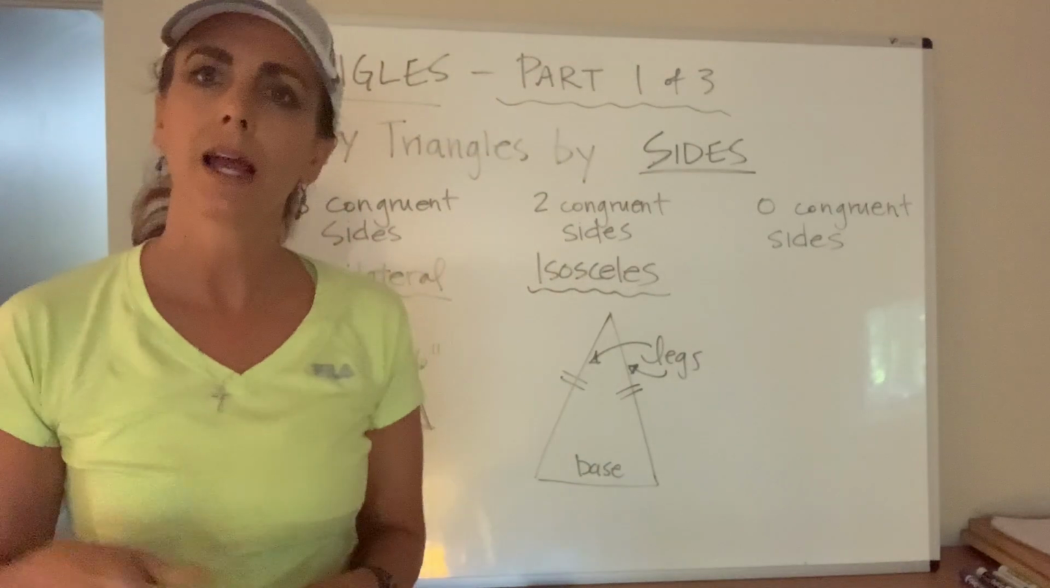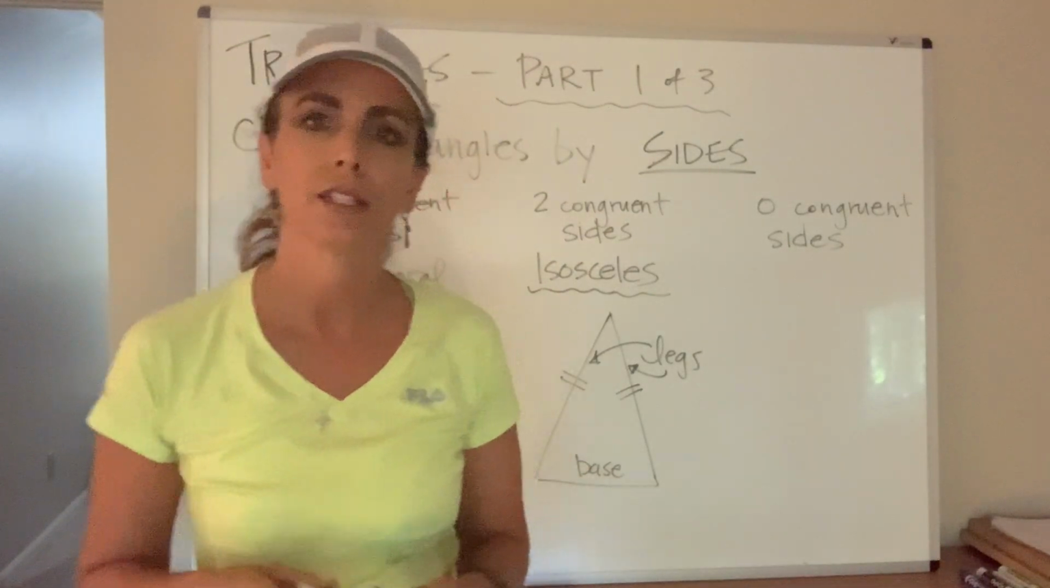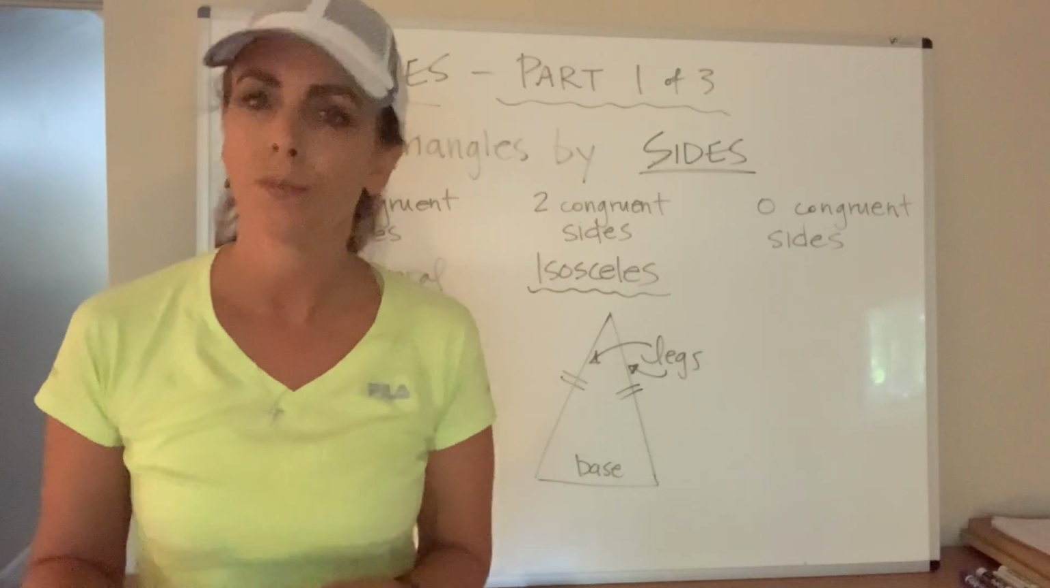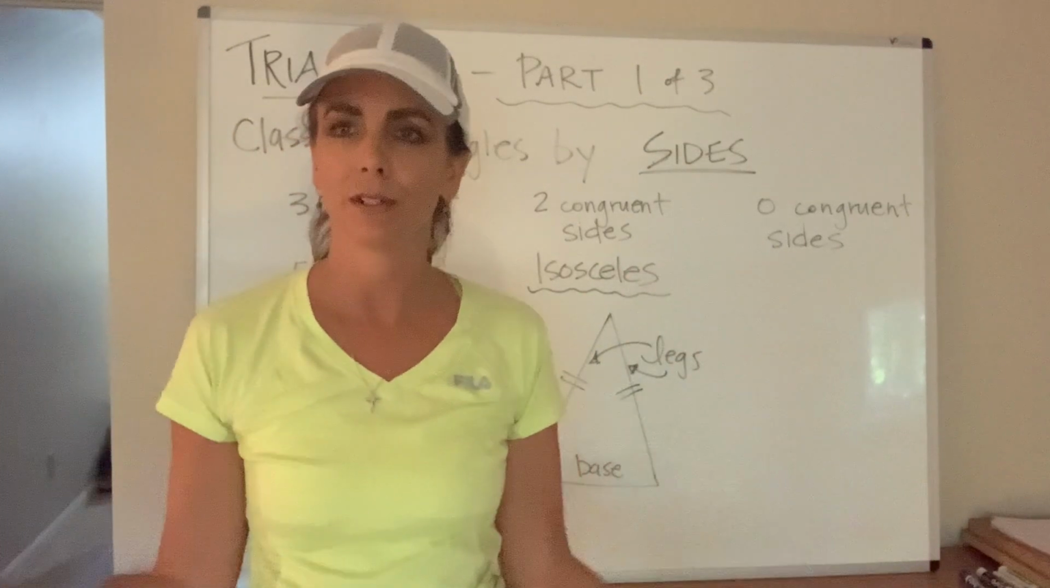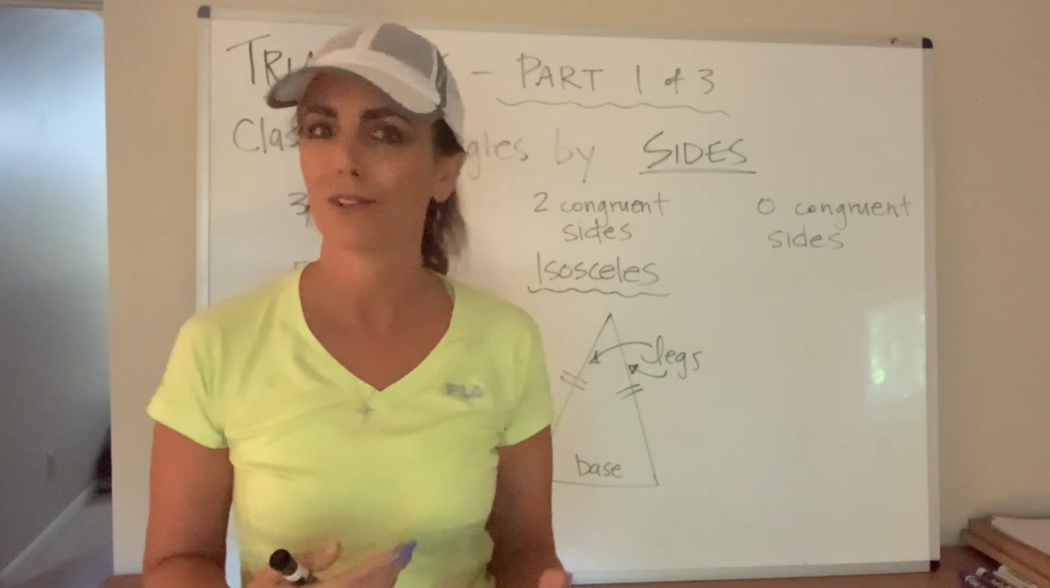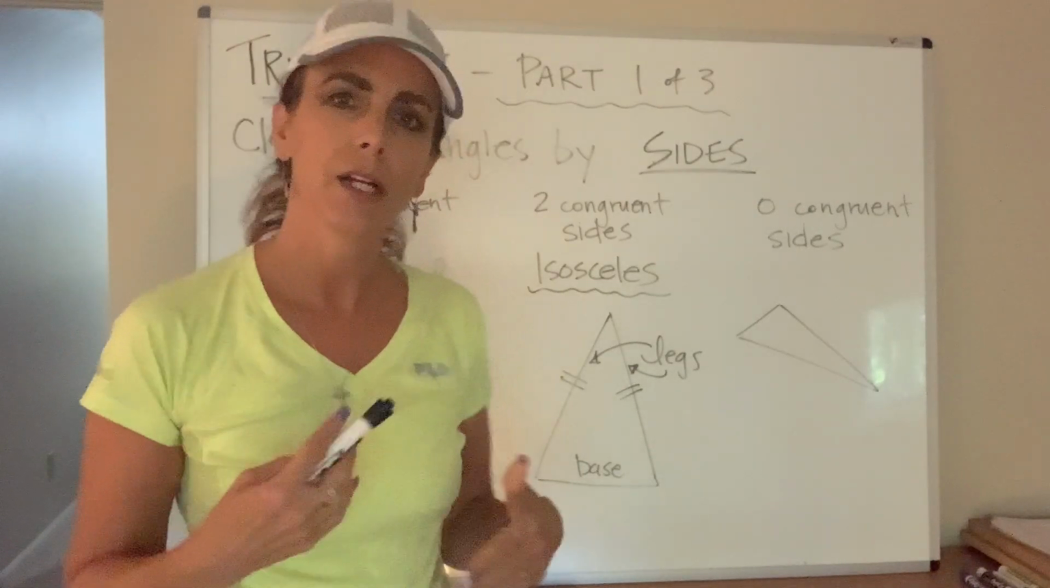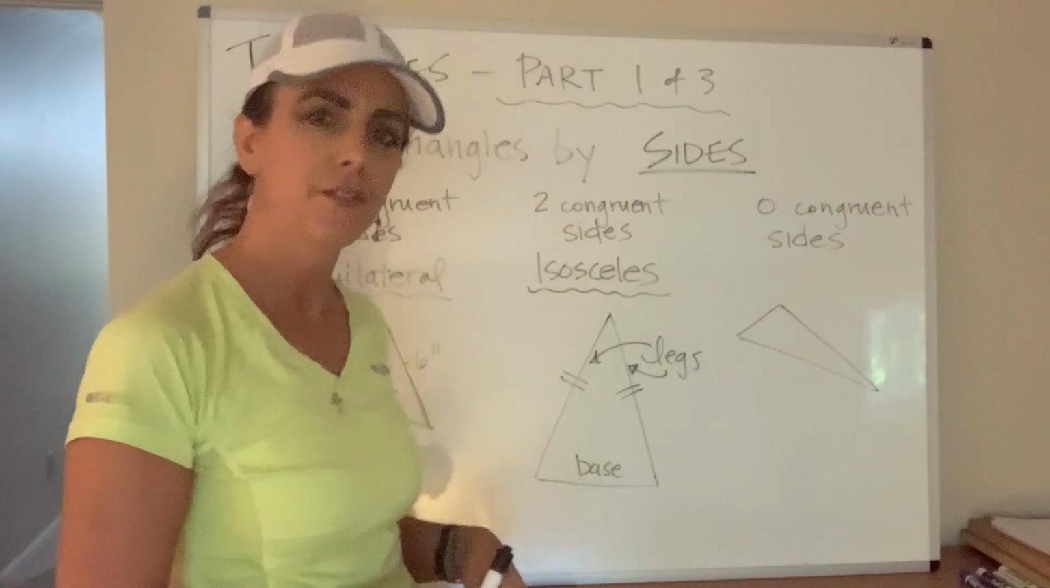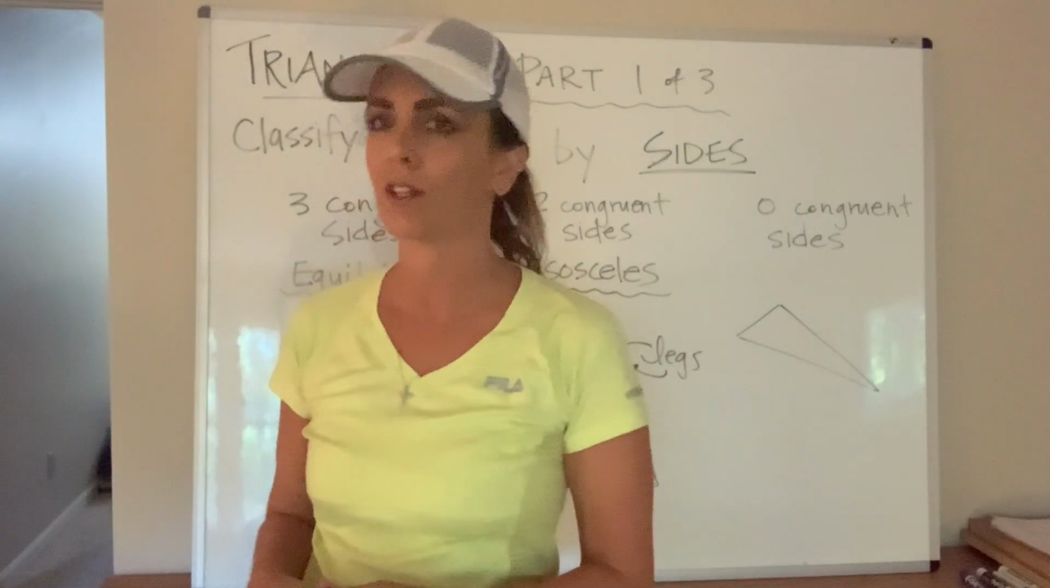And then the last type of triangle is considered a scalene triangle. It's a triangle with zero congruent sides, which means all three sides are different lengths. So a scalene triangle has all three sides that are different lengths, so nothing that's congruent.